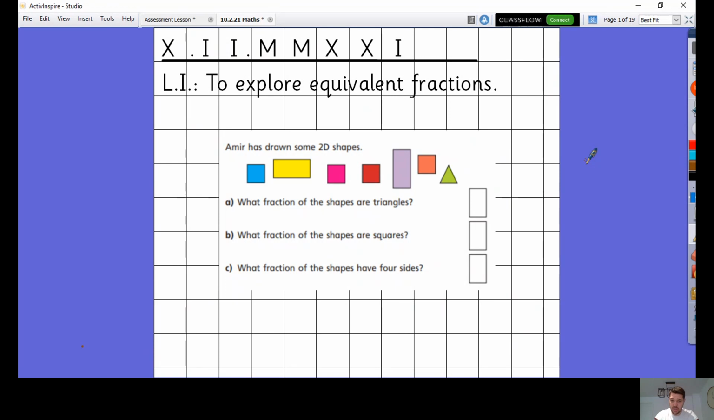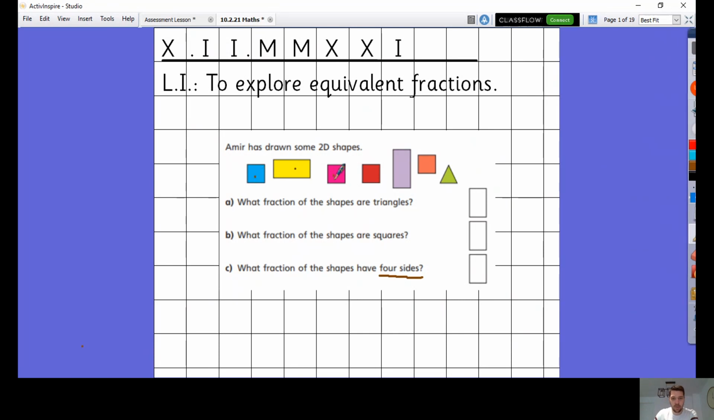What fraction of the shapes are triangles? So even though they're not equal parts, we're looking at the shapes. So I have 1, 2, 3, 4, 5, 6, 7 shapes. What fraction of the shapes are triangles? What fraction of the shapes are squares? And what fraction of the shapes are quadrilaterals? So have 4 sides. Pause the video, answer those starters there, and then restart the video.